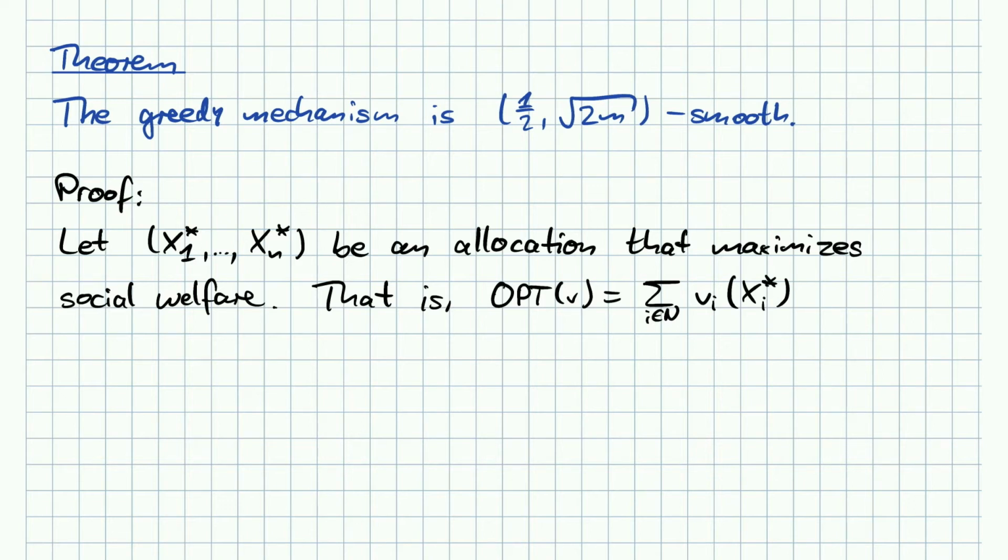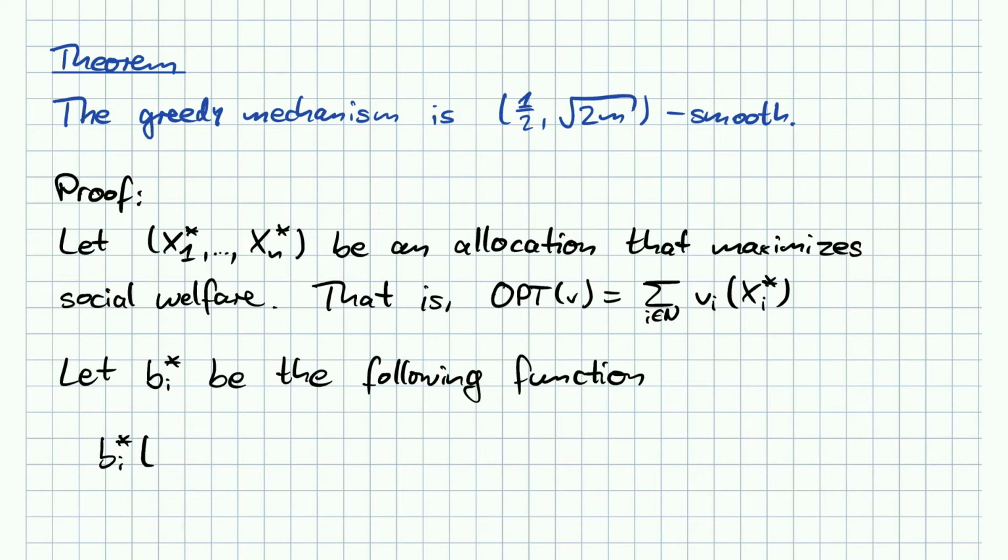And what will our deviation bids now be? bi star we let it be the following function. bi star of s should be vi of xi star divided by 2 if s is a superset of xi star and 0 otherwise.